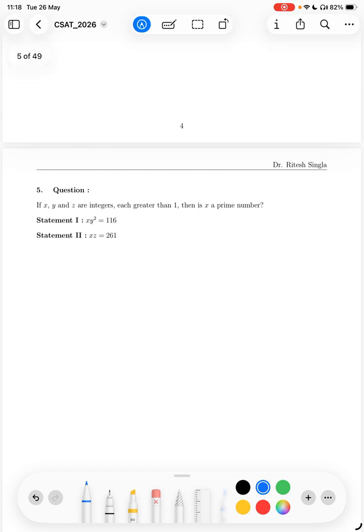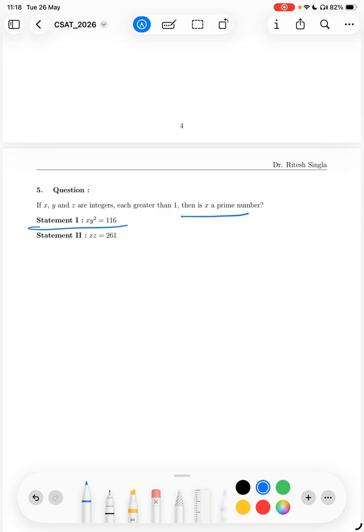Coming to the next question, it is saying that if x, y, and z are integers, each greater than 1, then x is a prime number. Okay. We are given that we have three integers and all of them are strictly greater than 1. And we need to check whether x is a prime number or not.